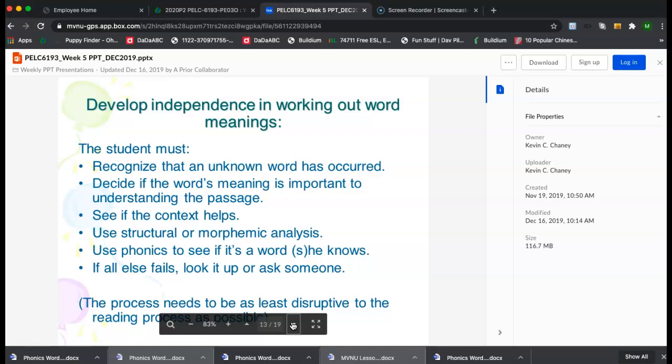Can they use structural analysis of the word? Use phonics to see if it's a word that somebody knows. If all else fails, look it up or ask someone. Now, whatever way the students decide to do this, it needs to be the least disruptive to the learning process as possible.